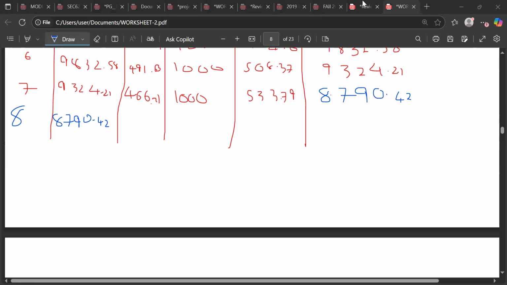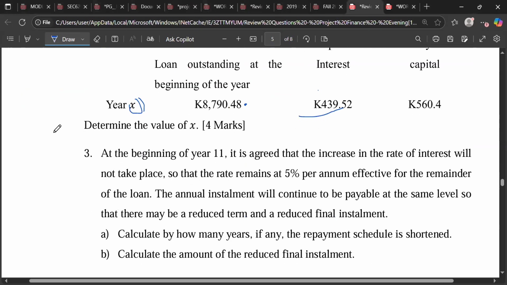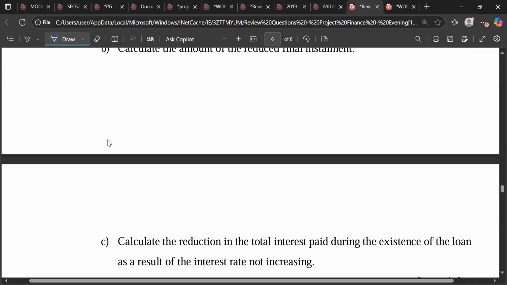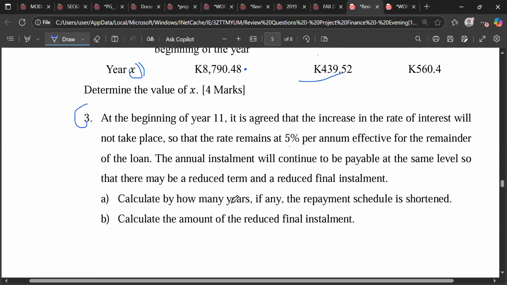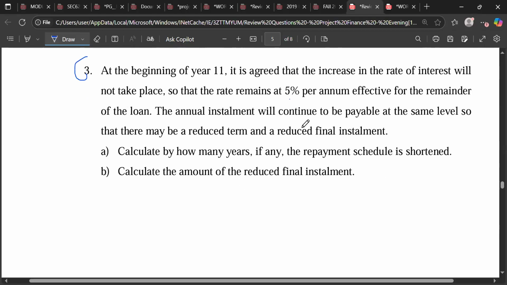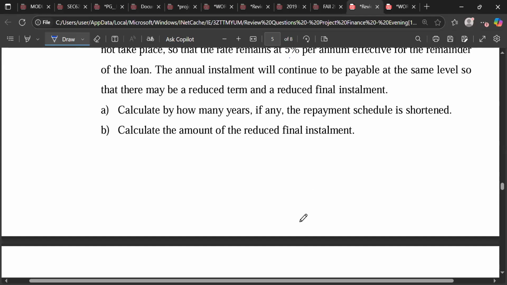So let's look at the next question. Let's look at question 3 now. It says at the beginning of year 11, it is agreed that the increase in interest rate will not take place. So the rate remains at 5% per annum for the remainder of the loan. The annual installment will continue to be paid at the same level, so that there may be a reduced term and reduced final installment. Calculate by how many years, if any, the payment schedule is shortened.